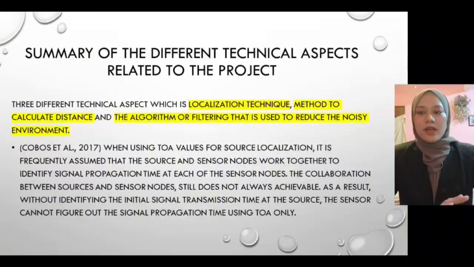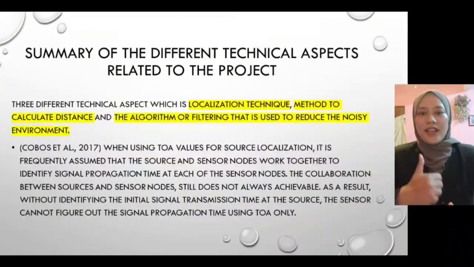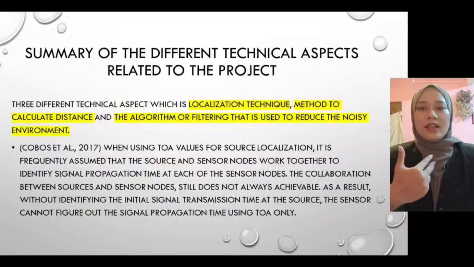Now, we talk about the summary of the different technical aspects related to my project. From the papers and journals that are related to my project, I focus on 3 different technical aspects, which is first, localization technique, second, method to calculate distance, and third, the algorithm or filtering that is used to reduce the noise environment.